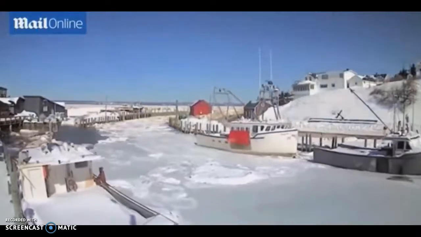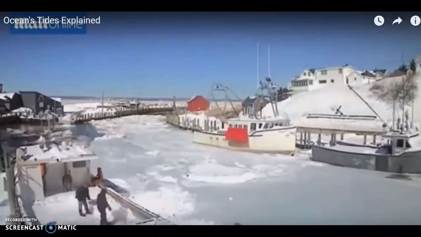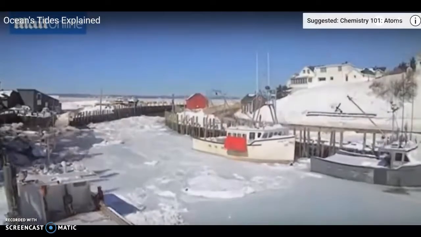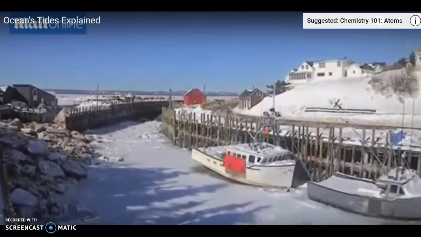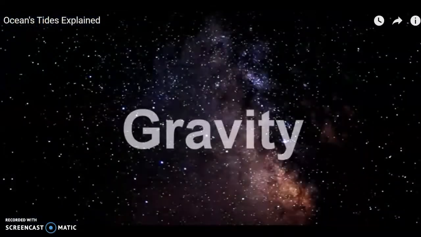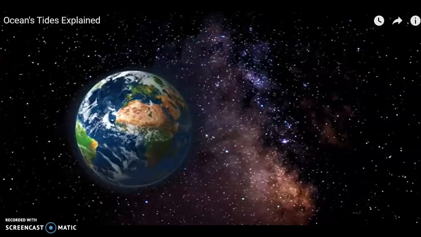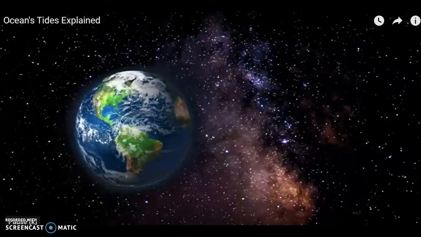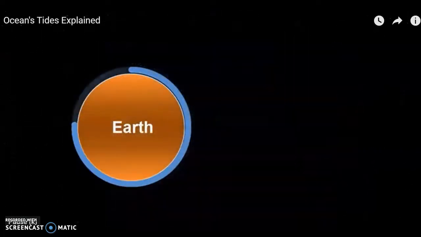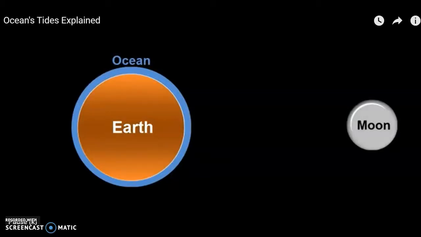This shows 12 hours at the famous Bay of Fundy in Nova Scotia, Canada. It's the biggest tide change in the world. But what force could move such a massive body of water? Gravity. Here's the Earth rotating on its axis every 24 hours. We'll now draw the Earth as a diagram with its surrounding layer of ocean. And to the right is the silvery moon.